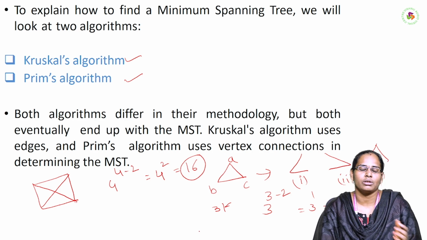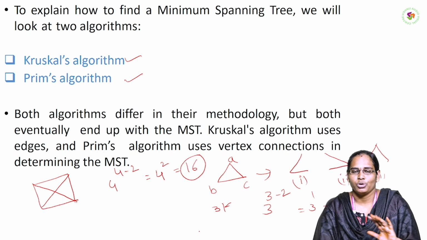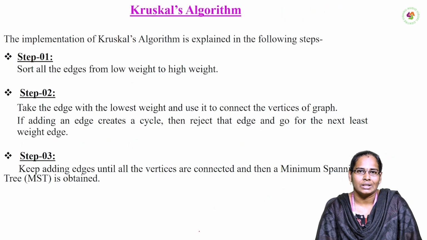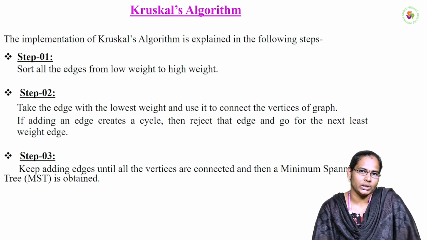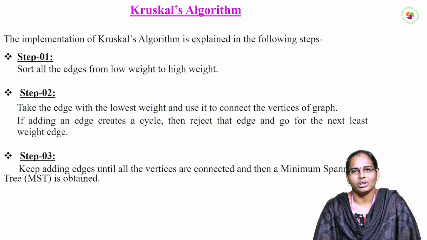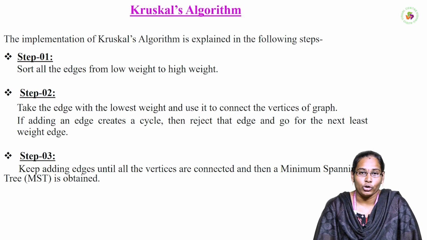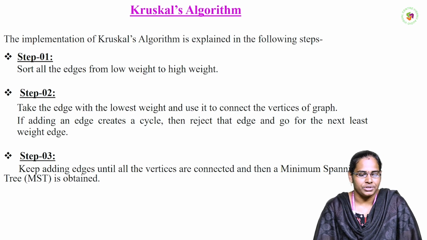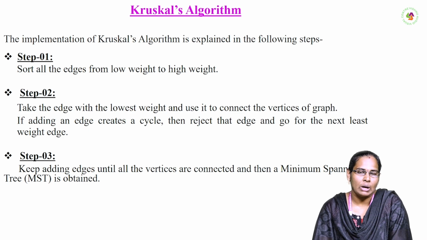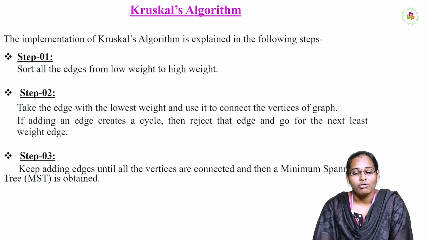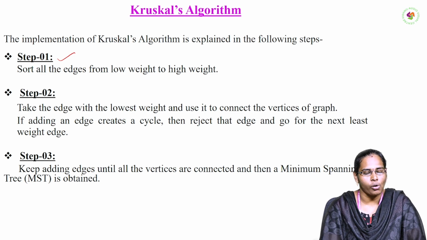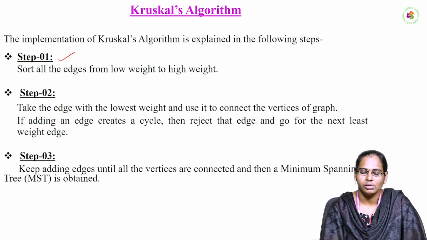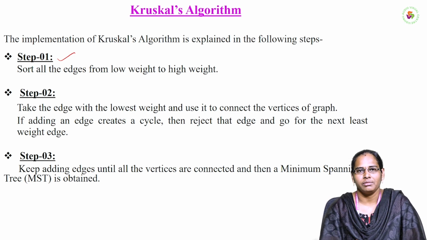So, what is the procedure of Kruskal's and what is Prim's procedure? Now, we have to discuss. The first one is Kruskal's algorithm. Here, in Kruskal's algorithm, we follow 3 steps to generate a minimum spanning tree. What are those 3 steps and what is the procedure? Okay, step 1. What is step 1 we follow in Kruskal's algorithm? Step 1 is sort all the edges from low weight to high weight.